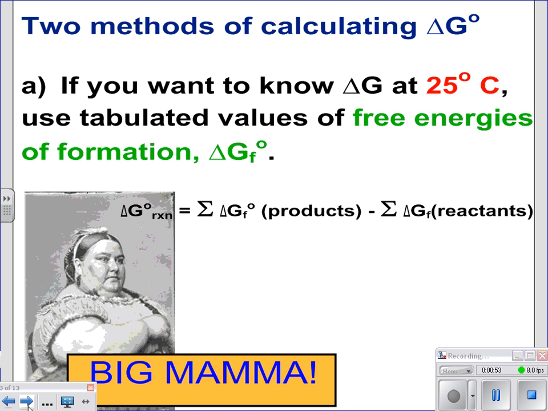And if we happen to know the temperature is at 25 degrees Celsius, look at your reference sheet that has all the values for your H, S, and G. You'll notice in the heading it talks about 298 Kelvin. Well, that's 25 degrees Celsius. So if it's at 25 degrees Celsius, you get to use Big Mama. It's the same reaction except we use the column for our delta G instead of S or H.